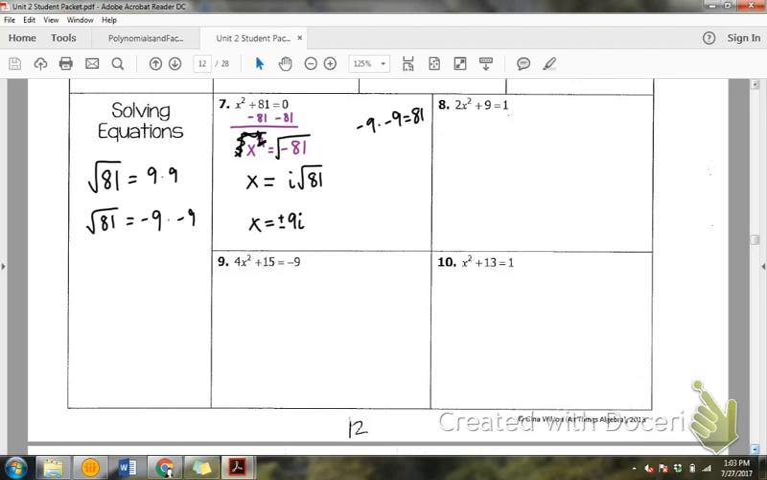Let's look at number 8. We're going to solve for x. So what do we need to do first? Subtract 9. So I get 2x squared equals negative 8. Before I can touch the x squared, though, what do we need to do? Good. Divide by 2 on both sides. That gives you x squared equals negative 4.